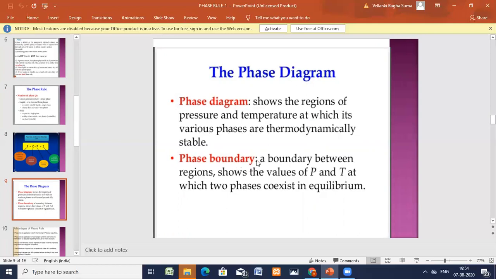Phase boundary. A boundary between the regions shows the values of P and T at which two phases coexist in equilibrium. So a boundary is nothing but a phase boundary, which shows the values of pressure and temperature at which two phases coexist in equilibrium. How does the equilibrium exist? Between one area and another area you have a curve or a line. That is a phase boundary between the temperature and the pressure.